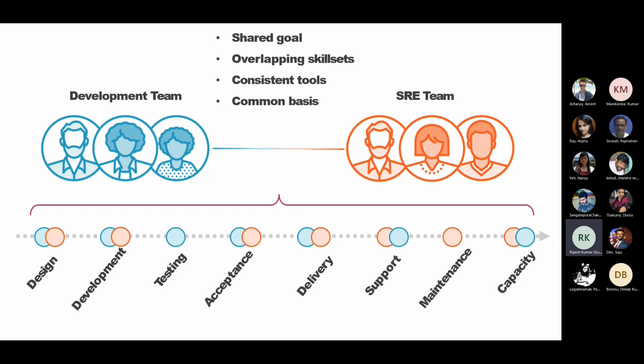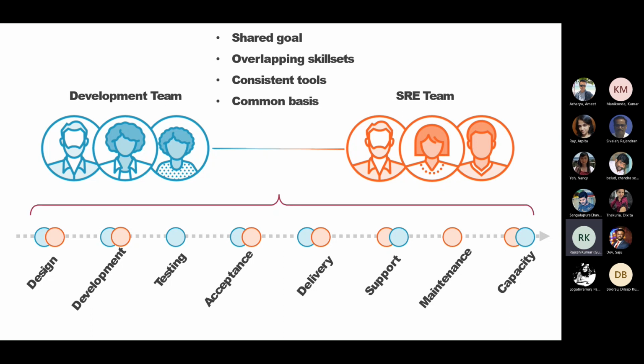So when you transform the operations team to an SRE team, there becomes a shared goal, overlapping skill set, consistent tooling, common basics. These are the areas where you're going to work together. Not only will you work with the development team, they will also work with you during support. How? Say there is an incident opened and I'm not sure what to do. The development team will work with you on the same platform, with consistent tooling and common basics, and say, hey, I got to know these issues. Actually, these issues are because of some coding issue, some function call or some configuration issue. I can help you.